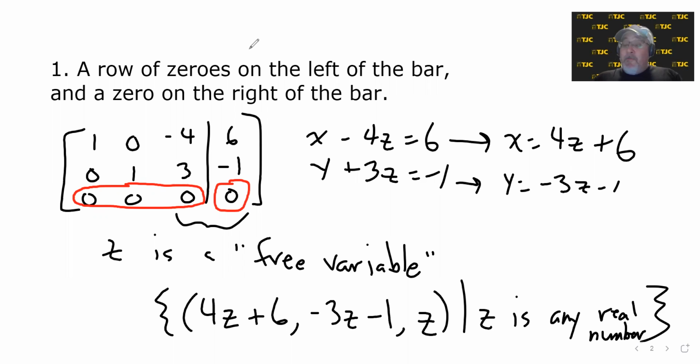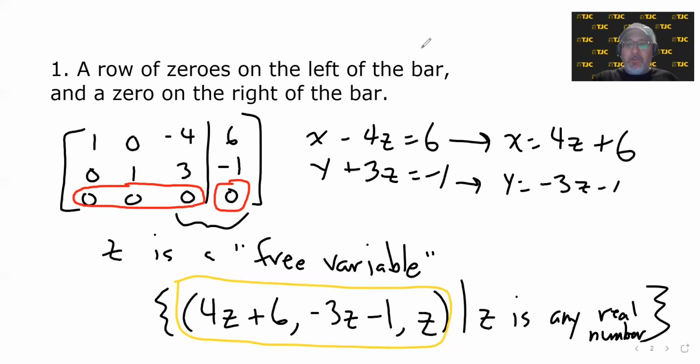So give me a value for z. I'll stick it in there everywhere I see it, figure out what x and y equal. Boom, there's a solution. And I can do that for every possible value of z. So anytime you get a complete row of zeros on the left of the bar, 0 on the right of the bar, that means you have a free variable, a variable whose value is free to be whatever it wants because everything else depends on it. So you solve for those other variables in terms of the free variable. In this case, solve for x and y in terms of z. And then you write a generic ordered triple, x comma y comma z, except you write what x equals, y equals, and then the letter z, and then you state that z is any real number.